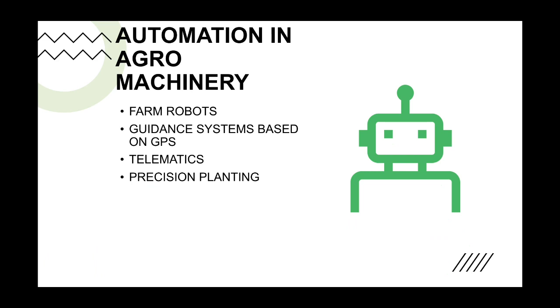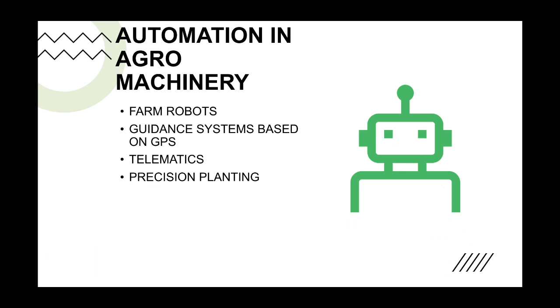Next is guidance systems based on GPS. Just as it sounds, GPS technology is used to guide automated machinery and vehicles in things like auto steering, navigation, positioning, etc. These are fitted in agricultural machineries like tractors, harvesters, etc.